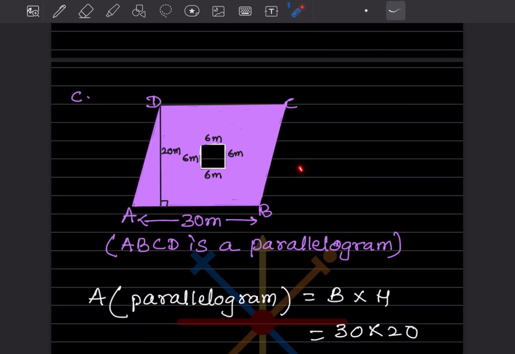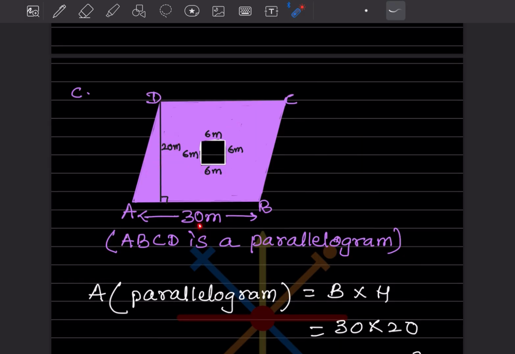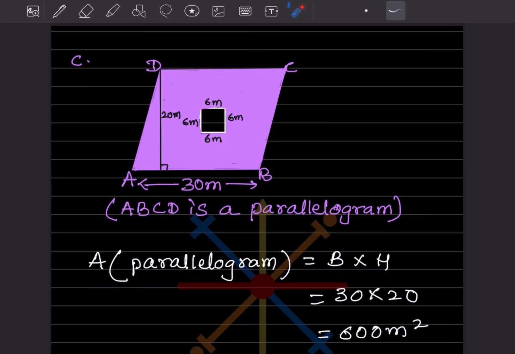Now this is the other figure given. From this parallelogram, we have to cut this small square. You can see the dimensions are the same, that means it is a square. Whatever the remaining part is, that is the shaded part. Now this is given as 30 meter. So what will you do? The area of this parallelogram is the base into height. This base is given as 30 and this is the height.